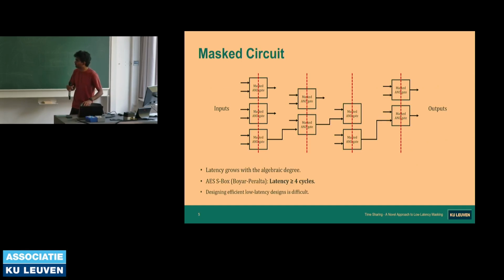Let's say I want to build a bigger circuit with a bunch of AND gates and a bunch of XOR gates, then I have to cascade a lot of them depending on what the algebraic degree of the function is. For example, for AES, it's at least 4 consecutive AND gates, which means you need at least 4 cycles of latency. And this makes low latency kind of hard to achieve, or it's usually a trade-off. If you go for low latency, then you usually have high area and randomness.